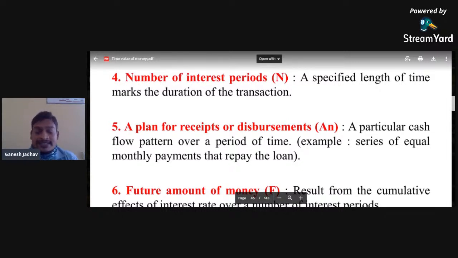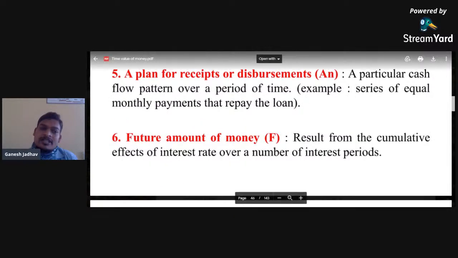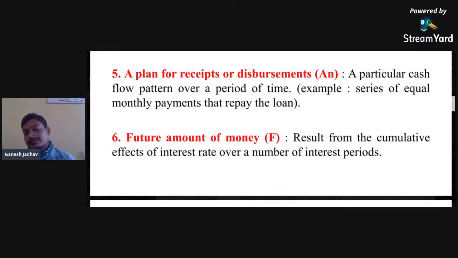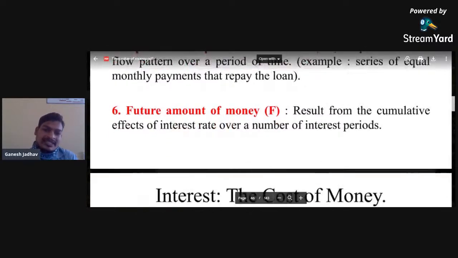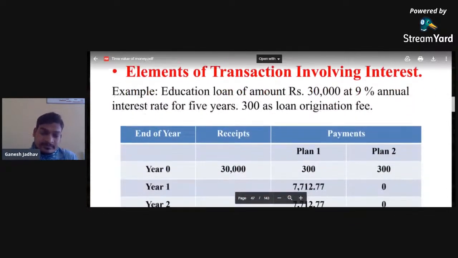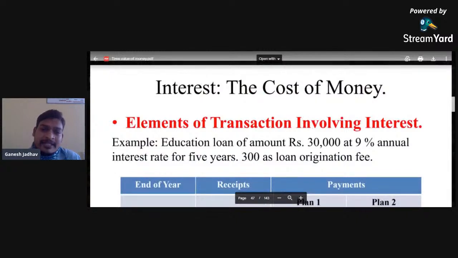Okay, so then another one is the result from the cumulative effect of the interest over the number of the interest periods also. Okay, so this is the future amount, because you are required to pay more amount in the form of the repayment on the loan also. Okay, so this is the future. So these are the elements of the transaction involved in the interest.